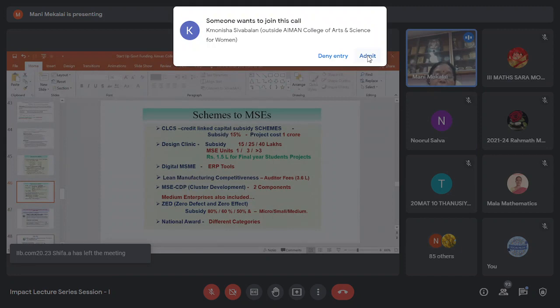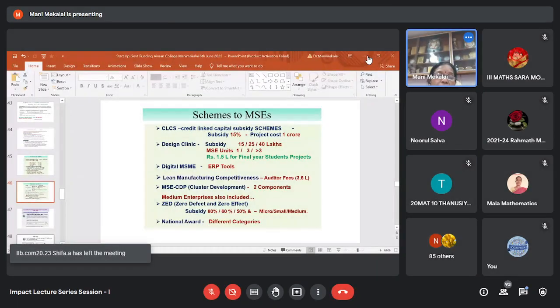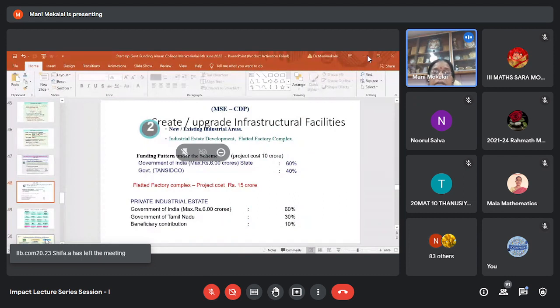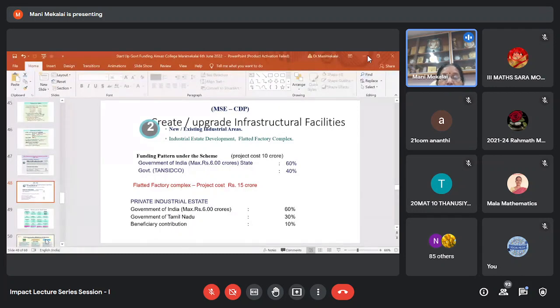The credit linked capital subsidy, I have already explained. There are a number of other schemes also with the Government of Tamil Nadu, which the MSME Development Institute will implement. For private industrial estates, the government will bear some percentage of expenses. Then TANSIDCO, which is the Tamil Nadu Small Industries Development Corporation, has a plotted factory complex project costing 15 crore. So it is possible to create and upgrade infrastructure facilities through the loan.